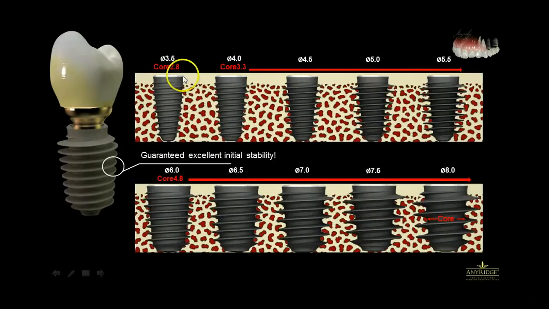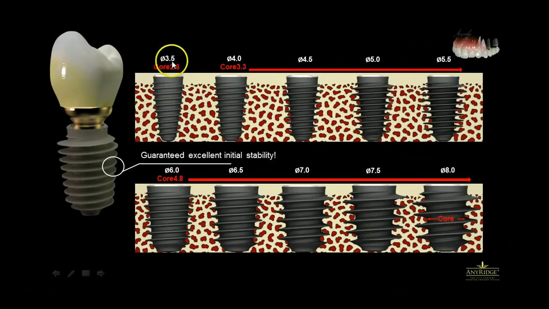Okay, so let's look at the whole implant line from Anyridge. So here's 3.5 all the way to 8.0. Now we're going to focus on the 4.0 through 8.0 diameters, because your 4.0, 4.5, 5.0, and 5.5 all have the same core of 3.3. Your what we call super wide diameters come in 6.0 through 8.0.